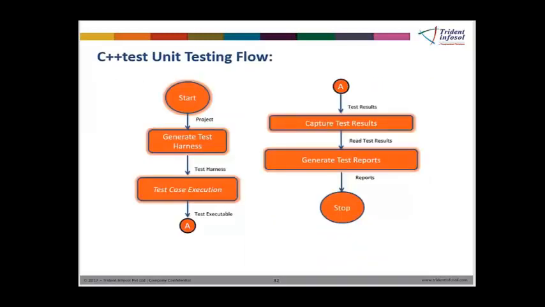This is how the unit testing flow will look in Parasoft C++test. We import the project into Parasoft. We need to generate the test harnesses, or nothing but test cases. And with the help of test configurations available in Parasoft, we execute the test cases. After execution of test cases, the result will be captured, and the result can be recorded in reports. Parasoft supports different kinds of reports like HTML, PDF, and XML. So the result can be generated in different report formats.